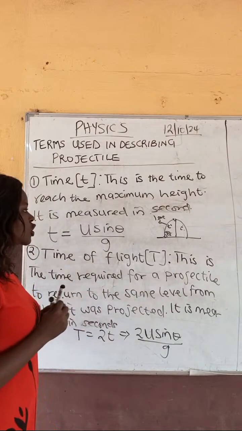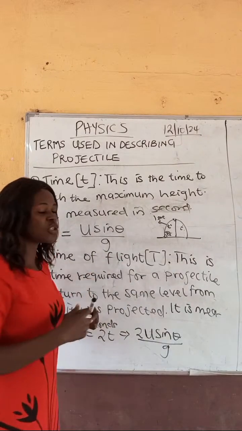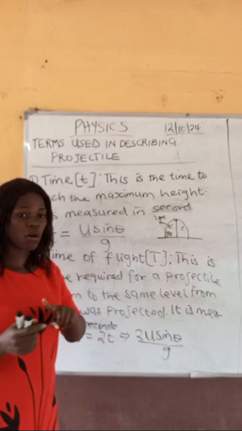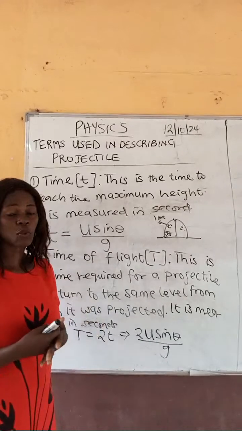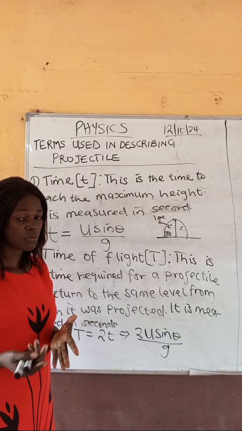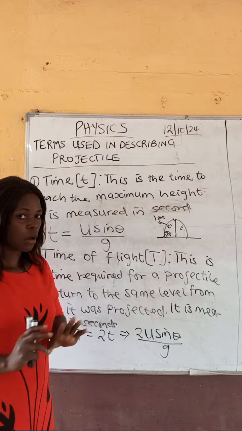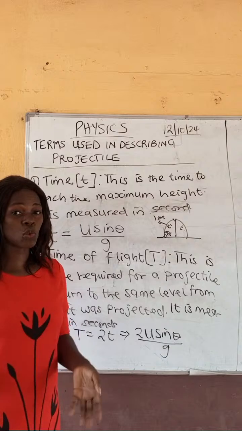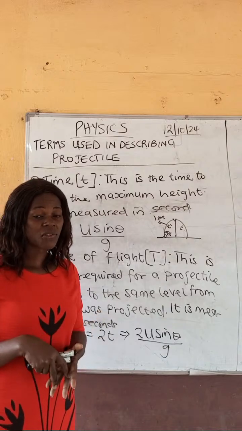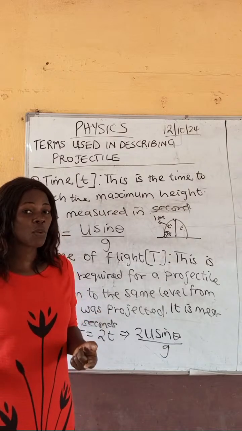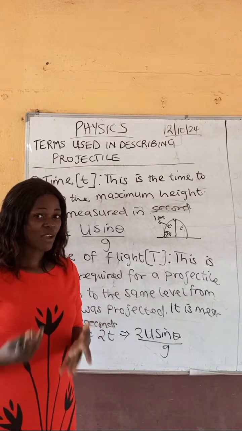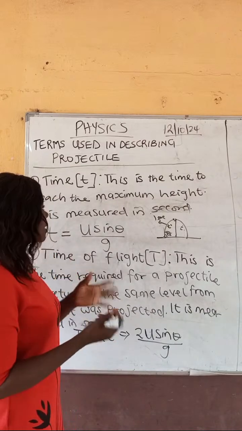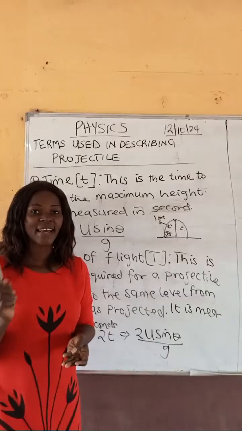So anything you have here, let's assume my time is 1. So my time of flight becomes 2, because it's 2 times 1. Hope you understand. And let's also assume that my time is 2. My time of flight will now be 2 times 2 to give me 4 seconds. You understand? So let's look at the maximum height and the range.